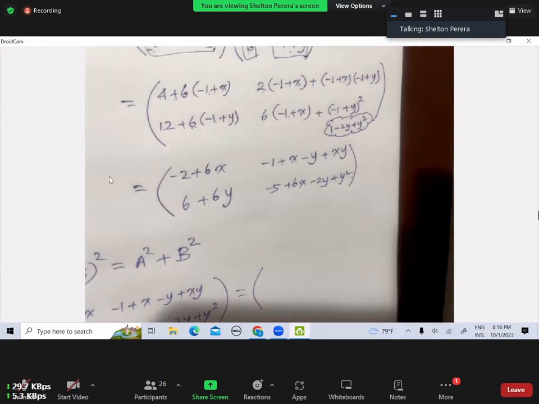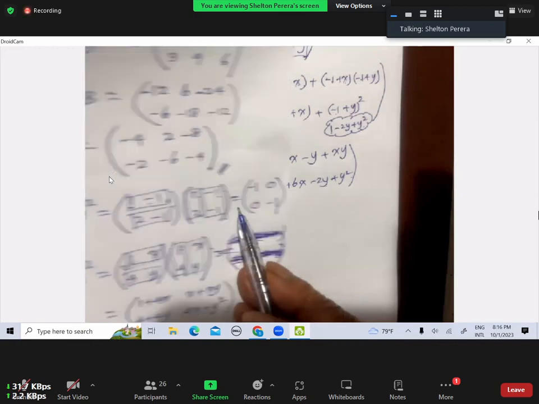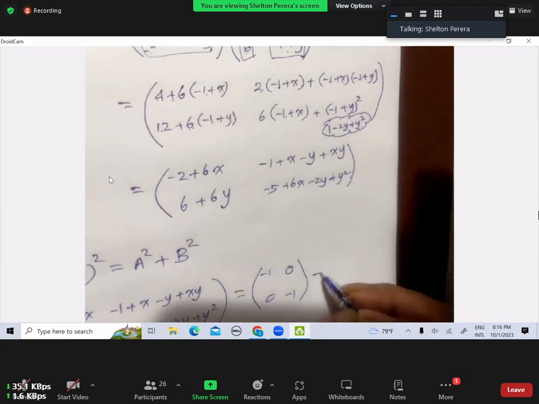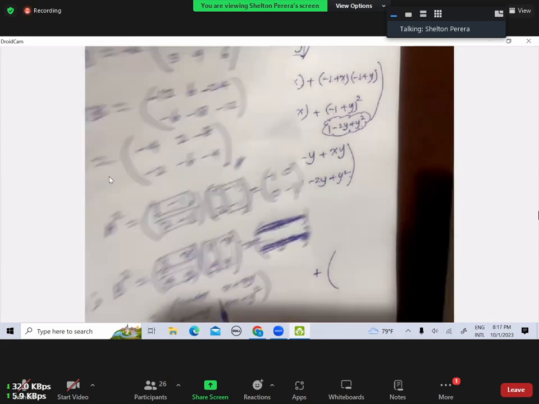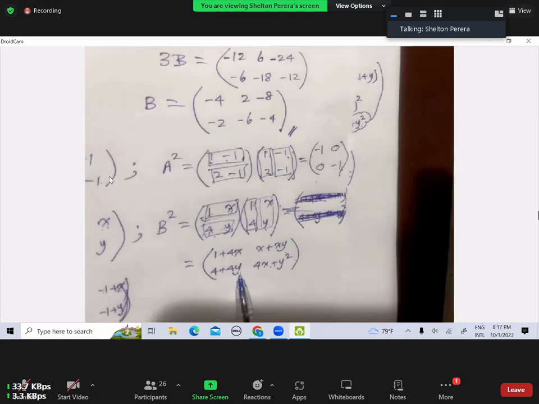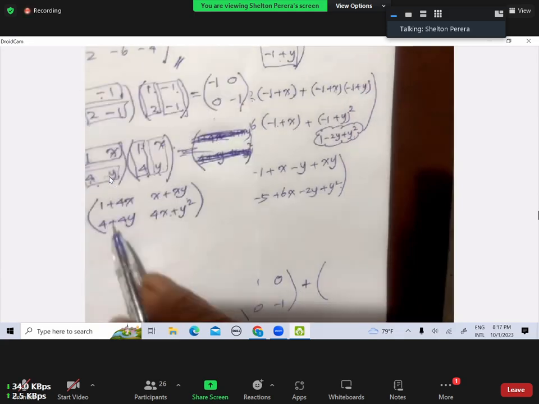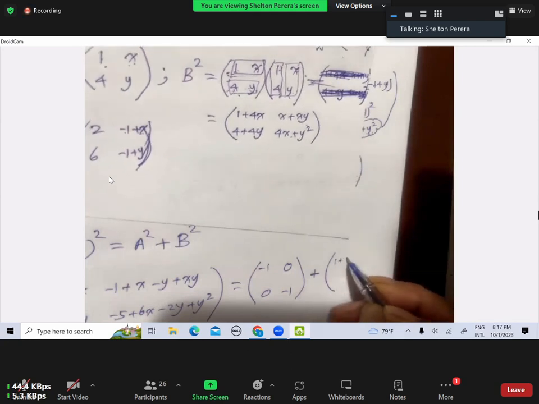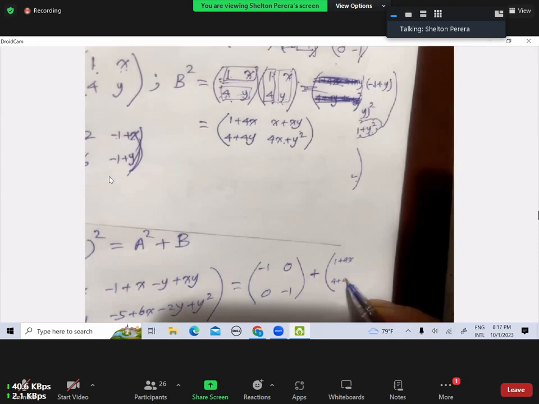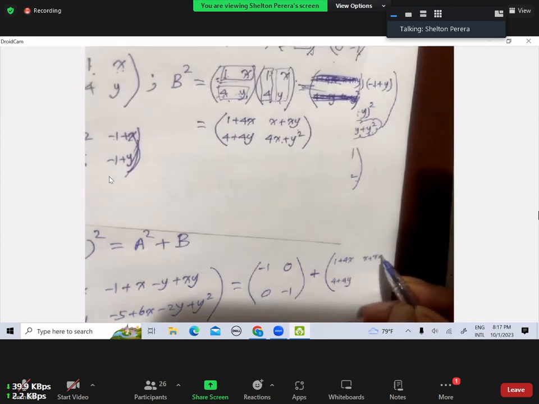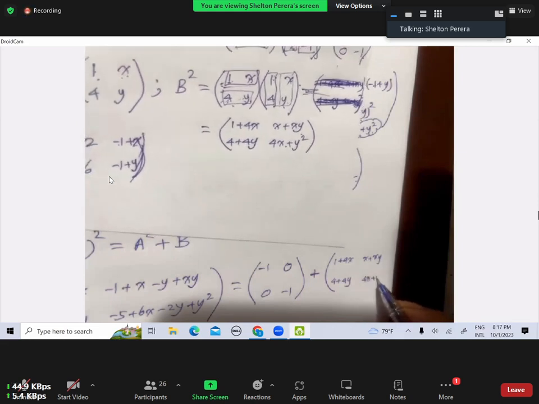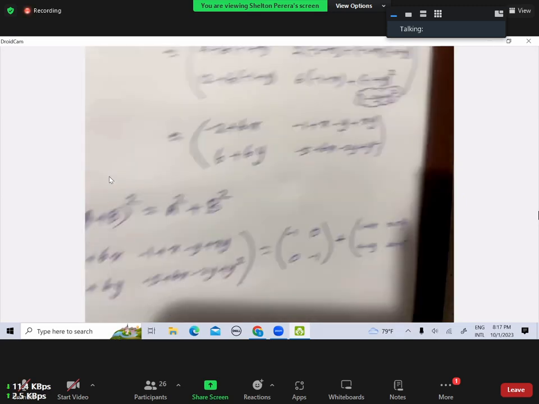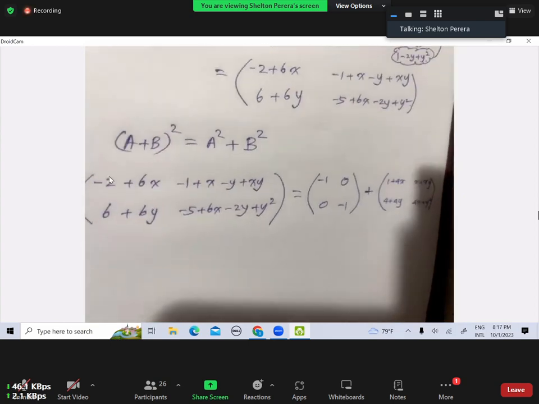A squared, you write a squared. A squared is -1, 0, 0, -1. Method is, you are not going to get the same problem. No, method is what matters. Plus b squared. B squared is this. Let us copy that. B squared. A squared plus b squared. B squared is 1 plus 4x. Here 4 plus 4y. Here x plus xy. 4x plus y squared. So this is what you get when you write (a plus b) squared equals a squared plus b squared.